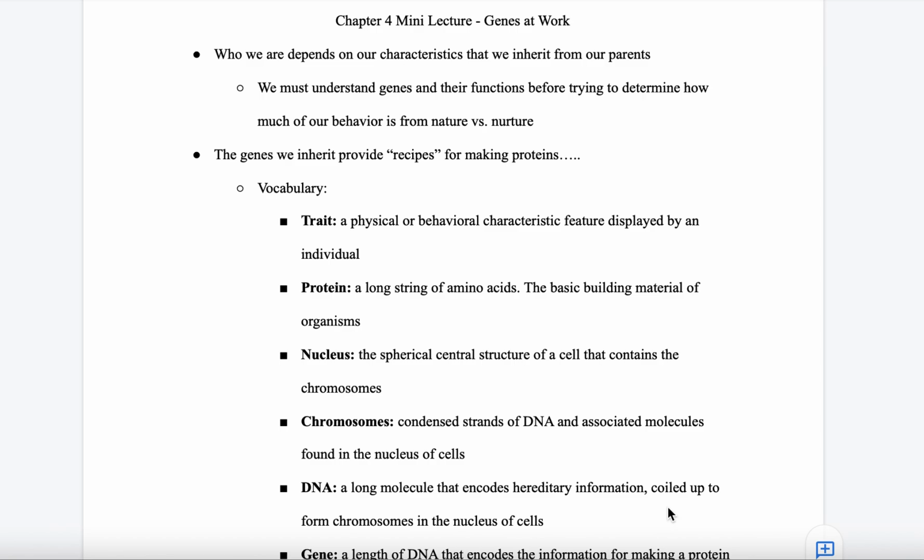So the first thing we need to know about genes is that who we are depends on characteristics that we inherit from our parents. So we must understand genes and their functions before trying to determine how much of our behavior is from nature versus nurture. I'm sure we've heard of that comparison, where there's the argument that our behavior results from nature, which is our genes and our parents, and then there's nurture, so that's the environment around us, influences around us, and all that.